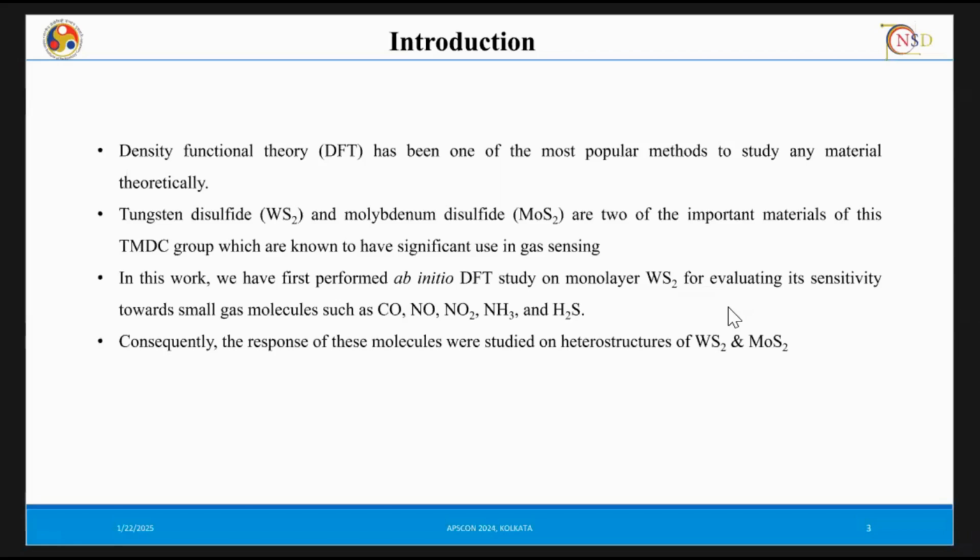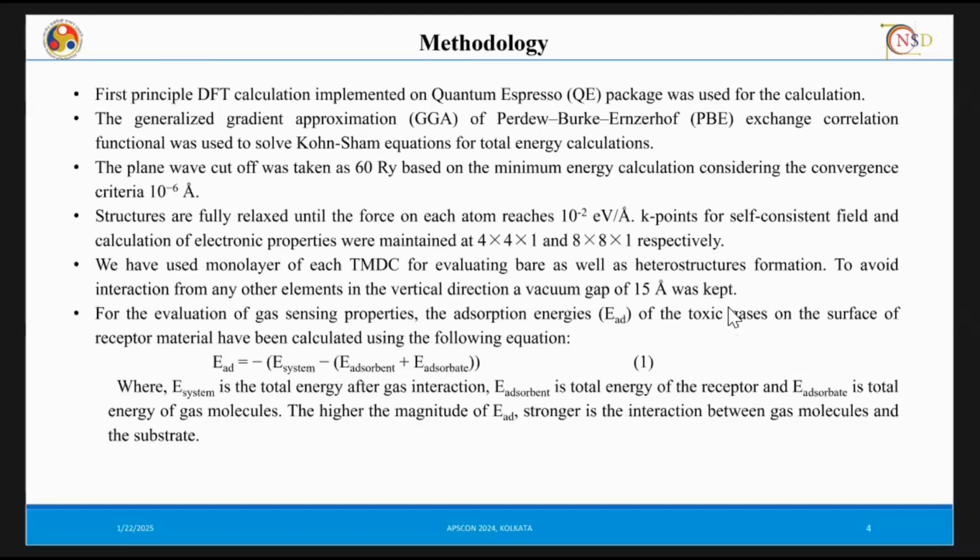In this work, we have studied the interaction of carbon monoxide, nitrogen oxide, NO2, ammonia, and H2S, and we have tried to see which gas is more selective towards those materials. As I have mentioned, we have used density functional theory, a theoretical study for understanding the mechanism behind gas sensing.